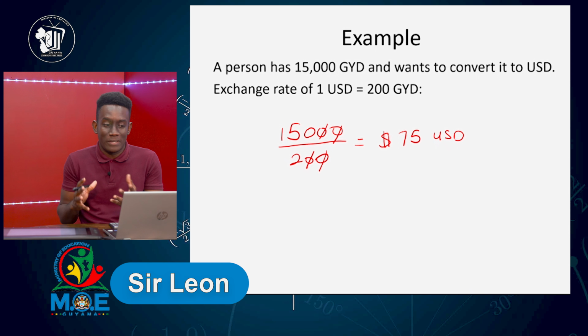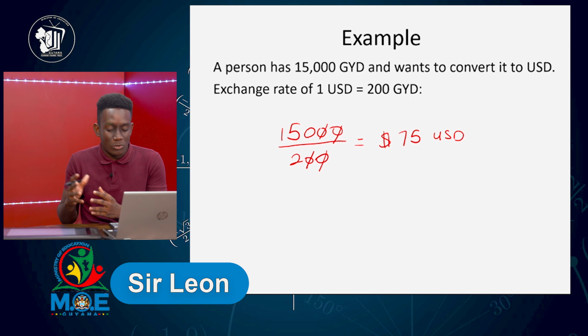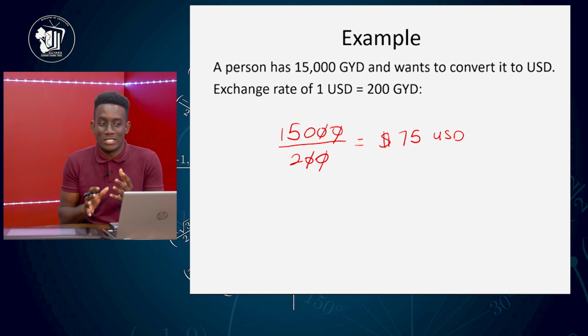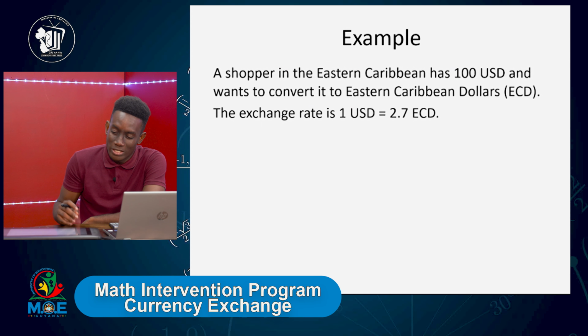For example, if we had made the mistake and converted 15,000 Guyana dollars to US dollars and multiplied it by 200, we see we will get a very large amount, which will exceed the 15,000, and that will not make sense because you can't get more US dollars than Guyana dollars when you convert a certain amount. So that's one thing you want to keep at the back of your mind. So let's head into another example.